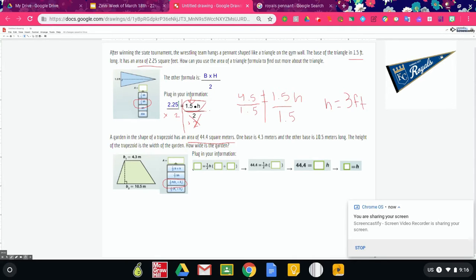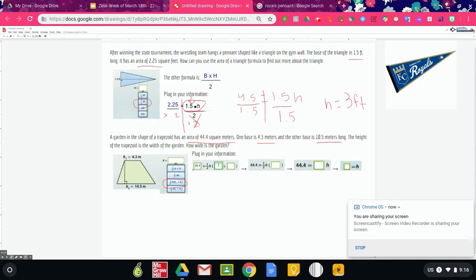Anywho, a garden in the shape of a trapezoid has an area of 44.4 square meters. One base is 4.3 meters. The other is 10.5. We have to find the height. So let's plug in our information. Area is always on one side of the formula because the formula is literally area equals half of the height times the sum of the bases. So put the area right here. It was 44.4. Let me make that a little bigger. The boxes are really little.